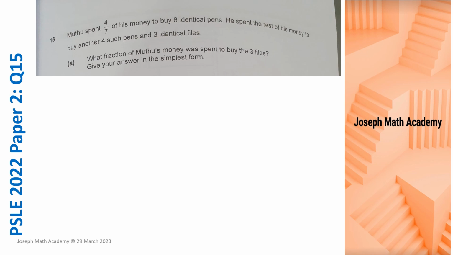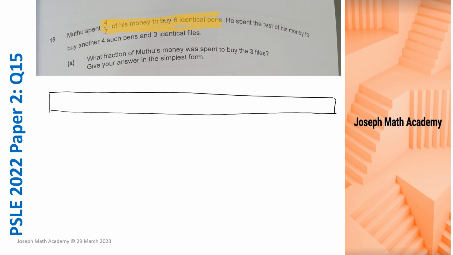Now, before we move on to question A, let's read the question and annotate at the same time. Muthu spent 4/7 of his money to buy 6 identical pens. Let's represent this using a model. So remember to use a pencil and a ruler. Draw a large model, not tiny ones. Cut it into 7 equal parts.